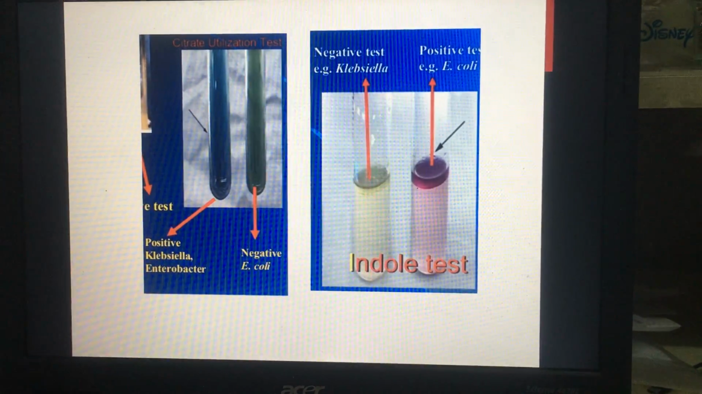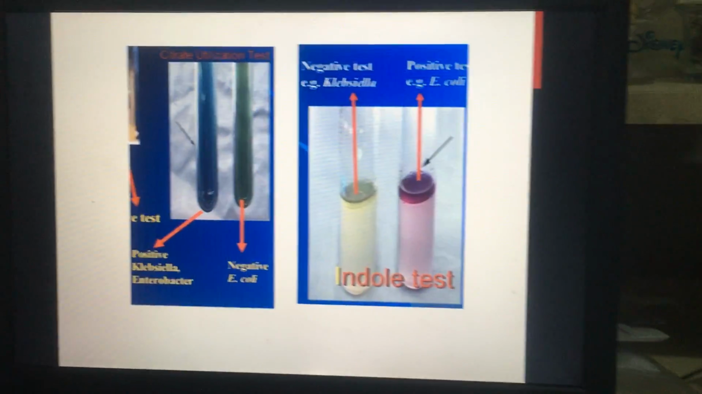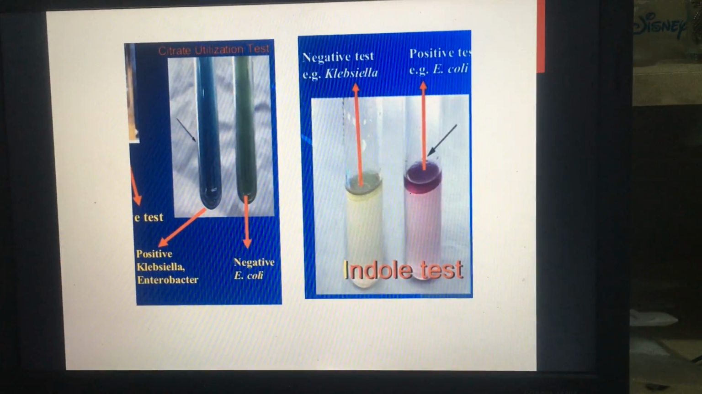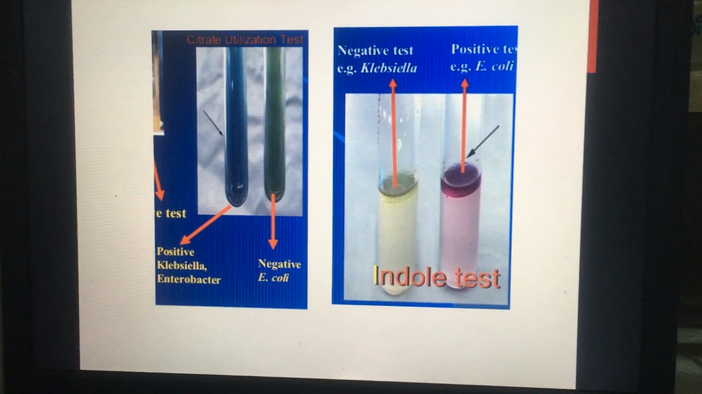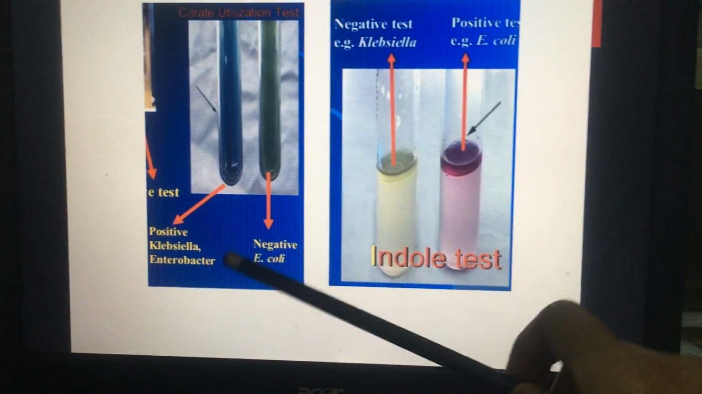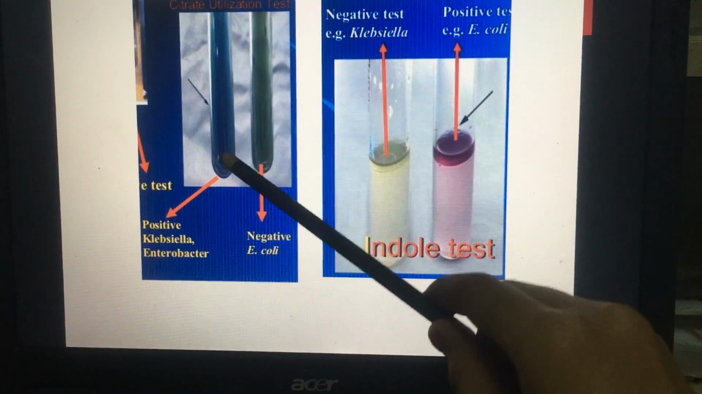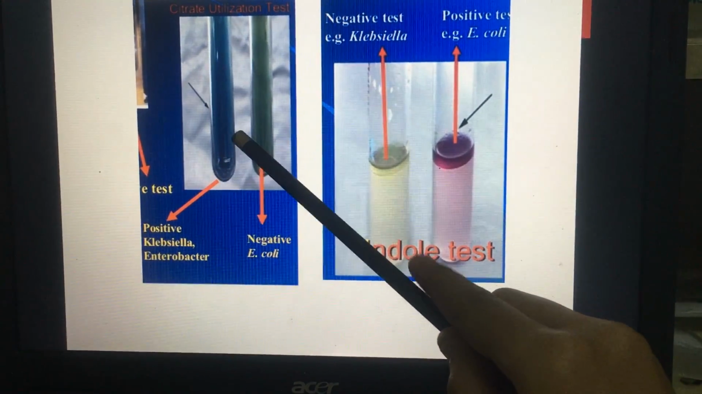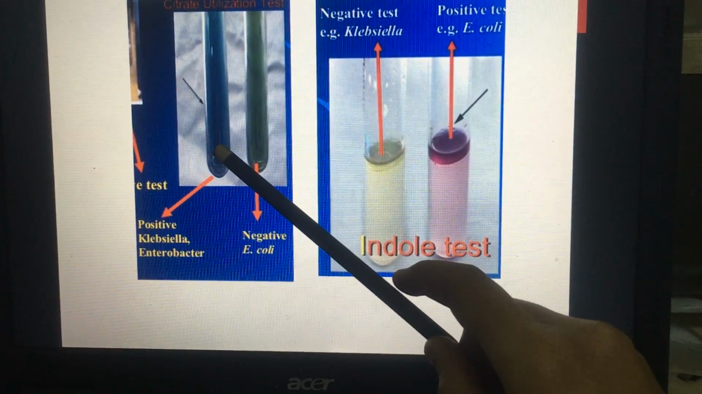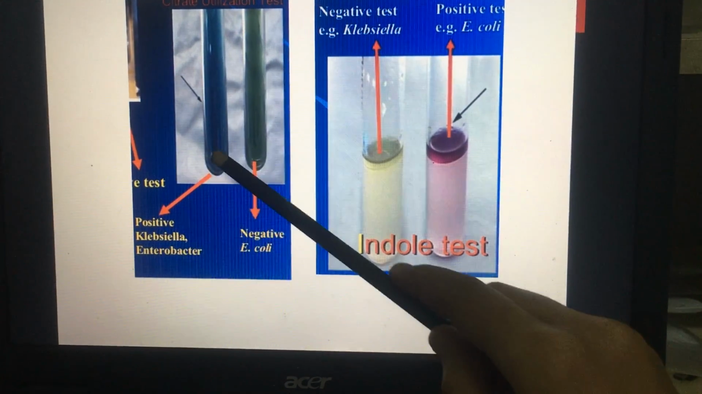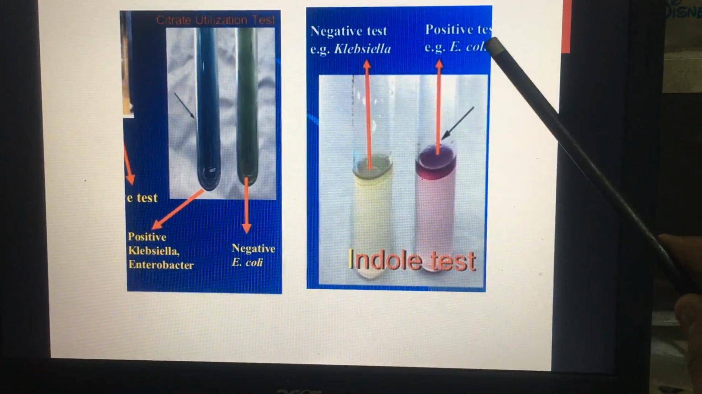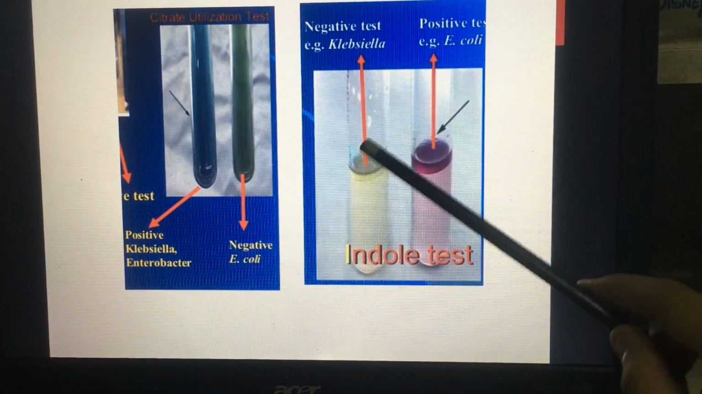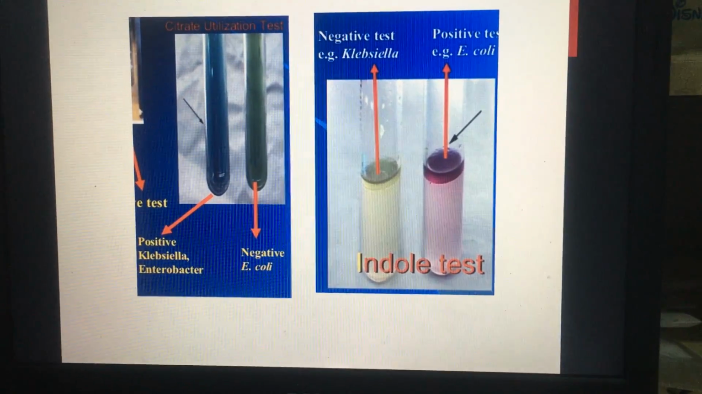Okay, next. This is the example of the tests, as we talked about before. This one is the citrate test. This is Klebsiella, which has changes, sorry, to blue color. And this one is the reagent ring for E. coli, but Klebsiella doesn't have it, so no change.